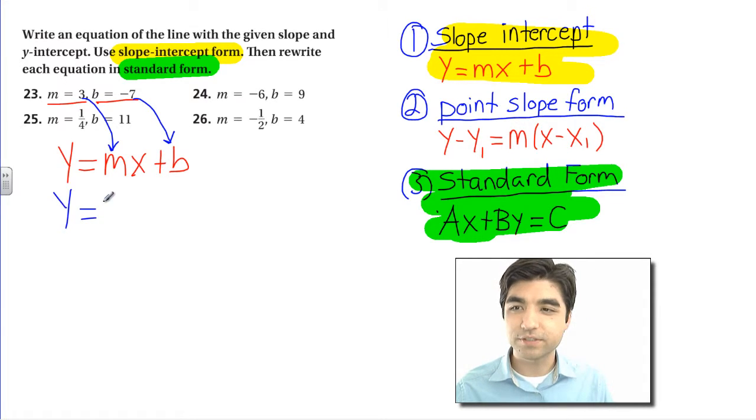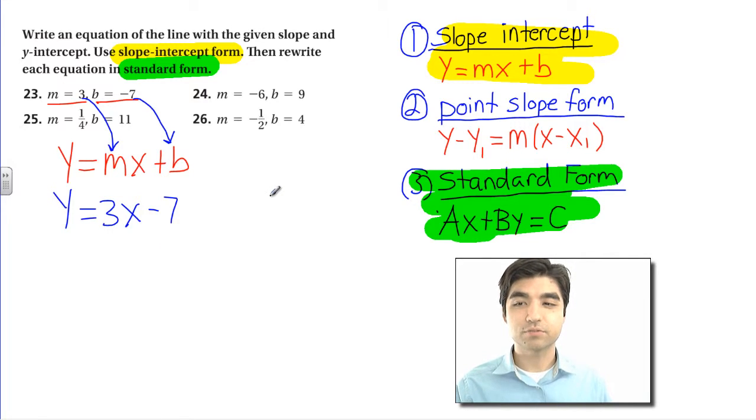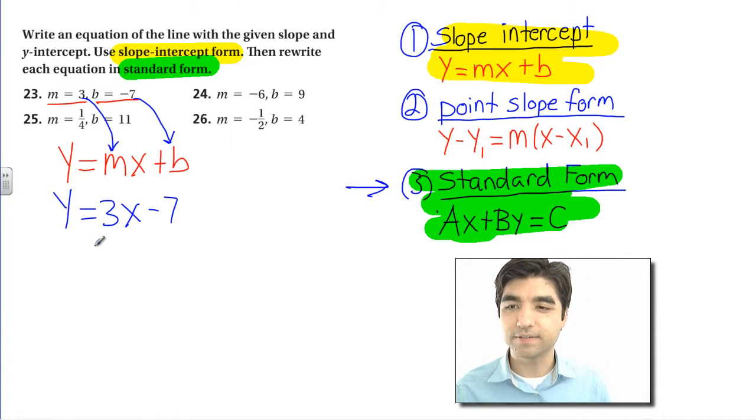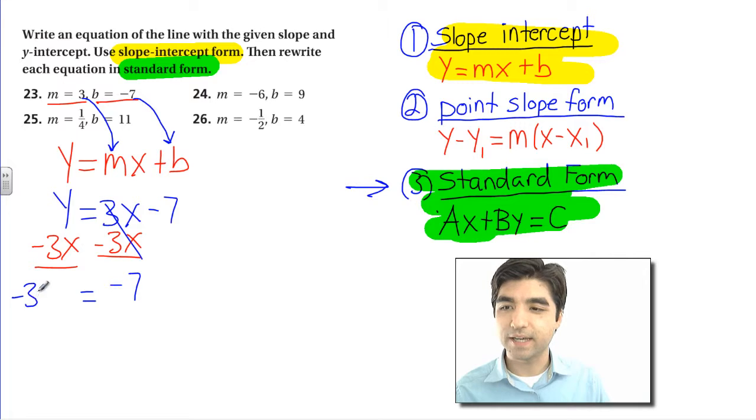So then rewrite the equation using these numbers. 3x plus b, you have -7, so you put -7 there. And then it wants us to rewrite it in standard form. So standard form is this thing right here. So notice that the x and the y's are on the same side. So we need to move the x to the left-hand side. So we need to minus 3x from both sides. And the x's cancel out there, and we just have -7. And then on the left-hand side, we have -3x plus y.